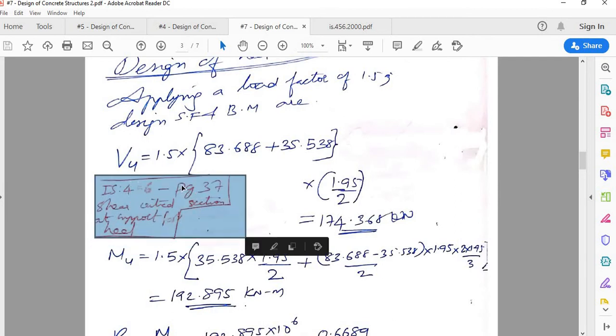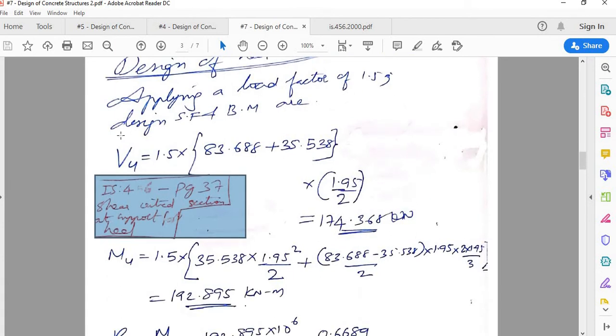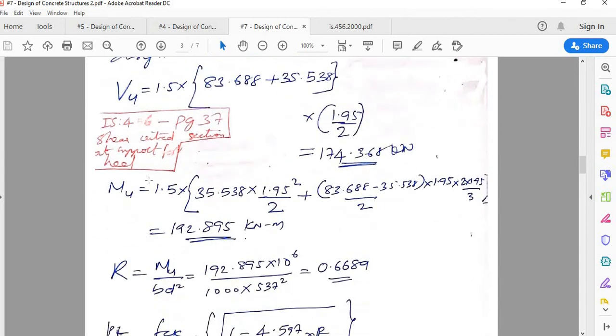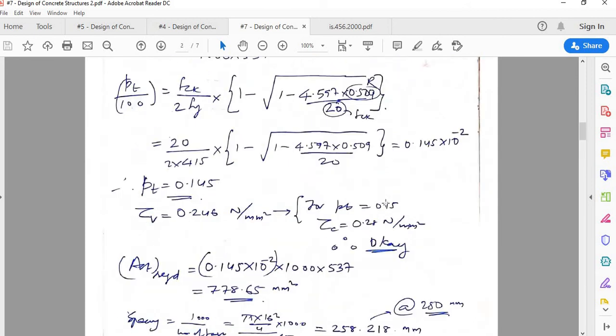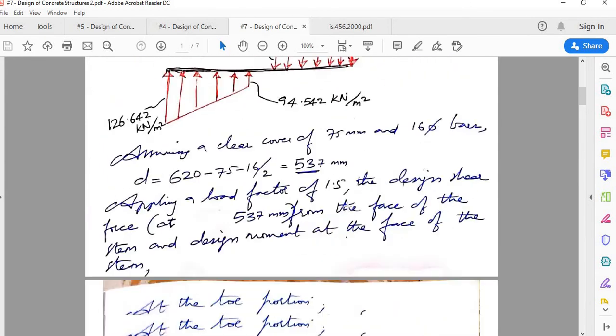They are given with beautiful pictures and things like that. Okay, so again same procedure, but the only difference is the critical section of shear is at the face of the support. So you calculate factored shear force, factored bending moment, again dividing this into rectangle and triangle.